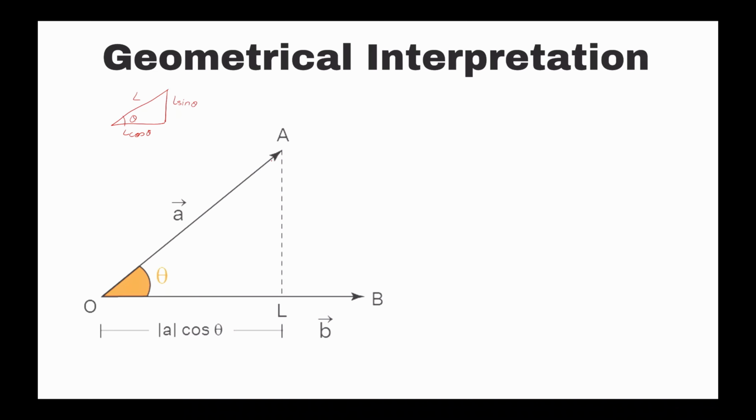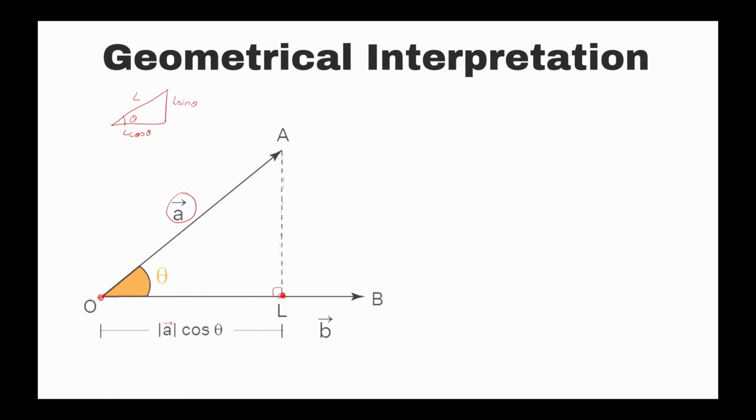Let's say I have this vector as A vector and I have a B vector below. And now I need to find out the projection of A vector on B vector. So what would I do? I will simply draw a perpendicular line to B vector, and the point at which it intersects the B vector, its distance from O or the origin would become my projection. And what would this projection basically be? It is A vector modulus cos theta. So this gives the distance.